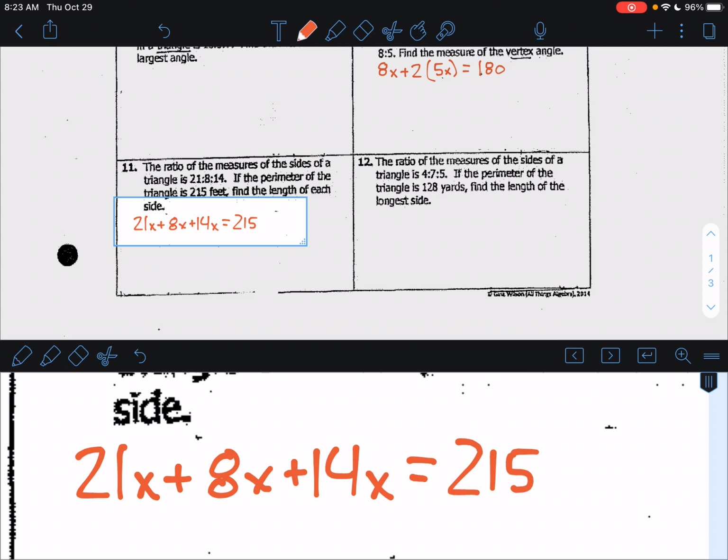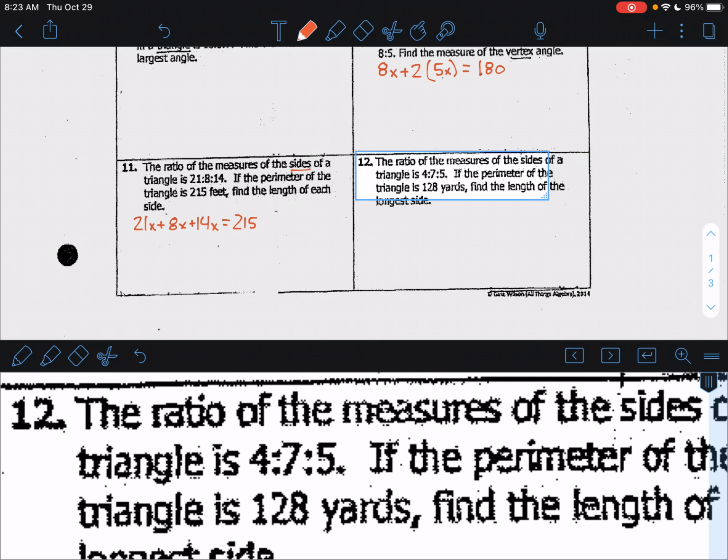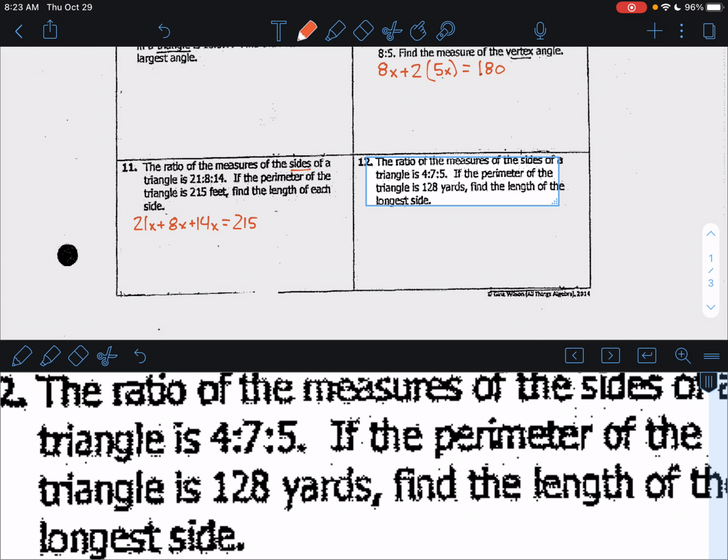With perimeter, it doesn't have to add to 180 or 90. I think a lot of people have been confused on that. I know a lot of people have been messaging me on Schoology saying like, oh, I tried to check my work, and I added up the sides and they didn't add to 180, so where did I go wrong? The sides don't have to add to 180. The angles do. So pay attention to if it's asking about sides or angles. And 12 would be the same thing. 4x plus 7x plus 5x is 128.